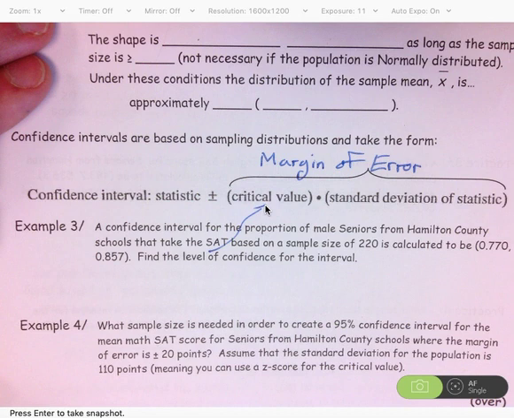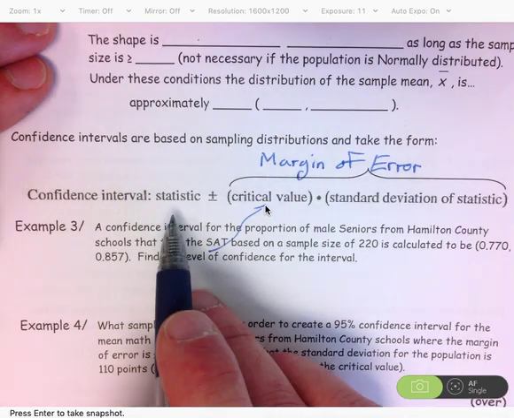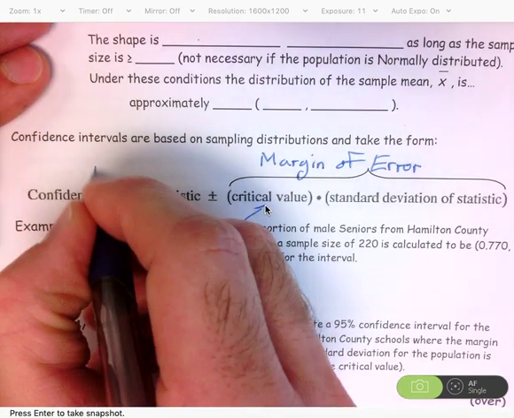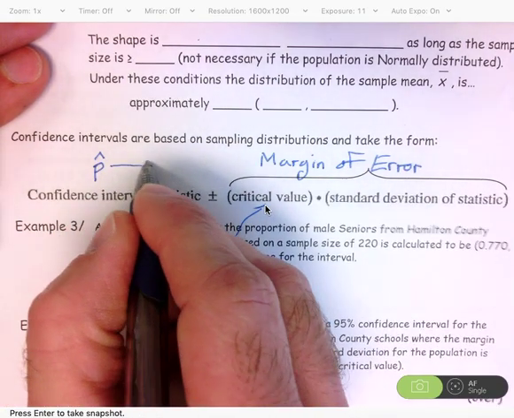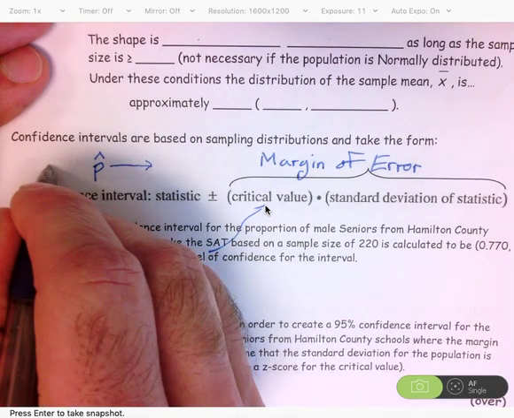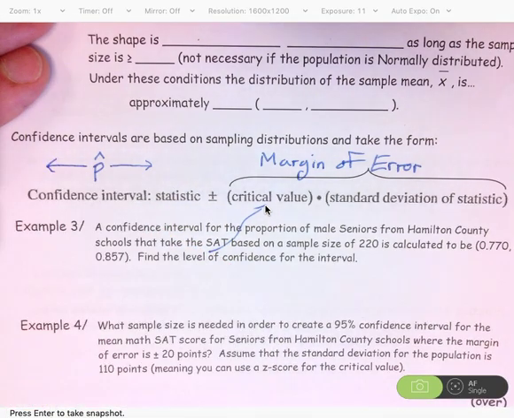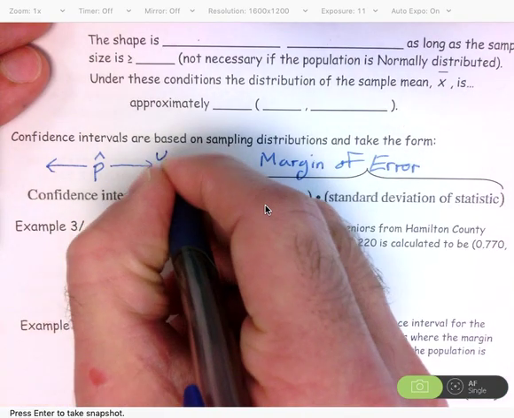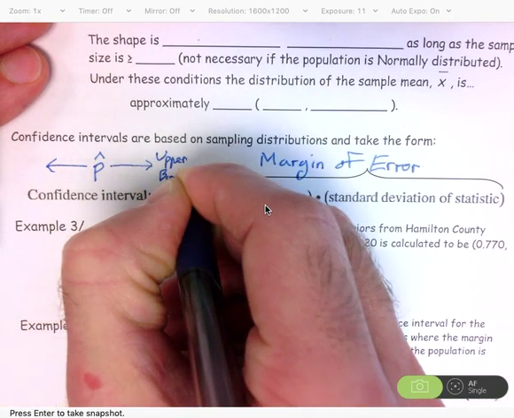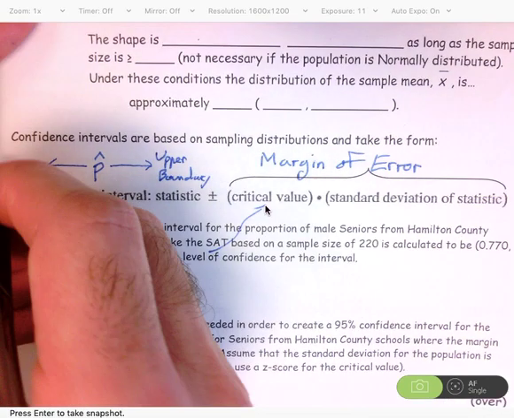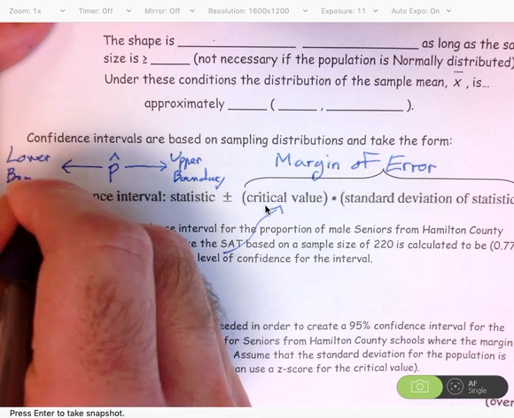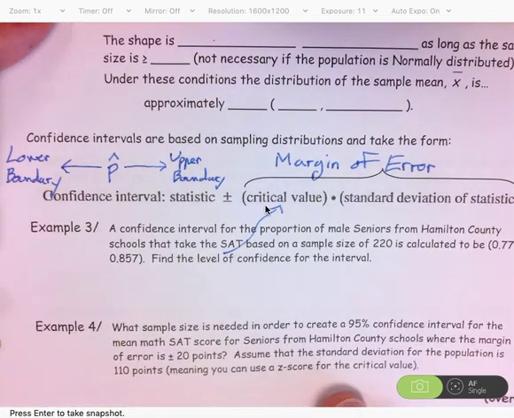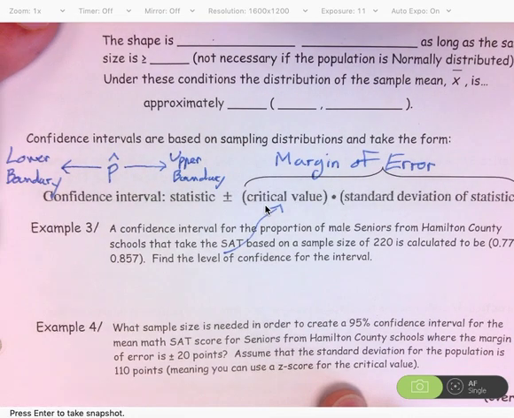First, it would be helpful to find the statistic, the actual sample proportion that was used to build this confidence interval. So understand, the sample statistic is always smack dab in the middle of the interval. So from that statistic, we add the margin of error to get the upper boundary, and we subtract the margin of error to get the lower boundary. So here's our upper boundary, and here's the lower one.